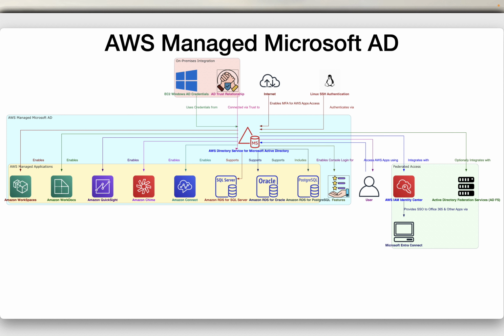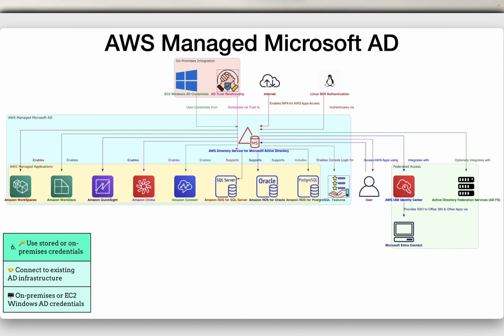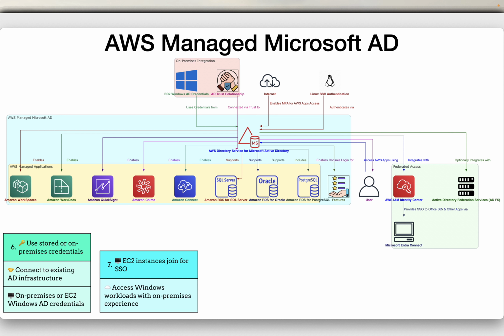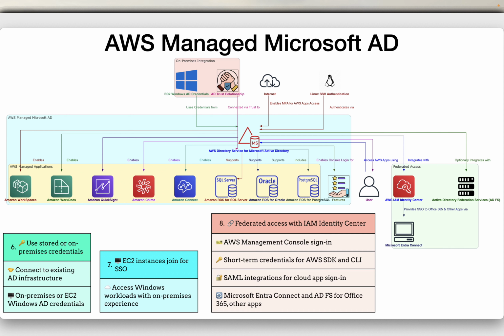Compatible applications work with user credentials stored in AWS Managed Microsoft AD, or you can connect to your existing AD infrastructure with a trust and use on-premises or EC2 Windows AD credentials. Okay, seventh point. Joining EC2 instances to your AWS Managed Microsoft AD allows users to access Windows workloads in the AWS cloud with the same SSO experience as on-premises.